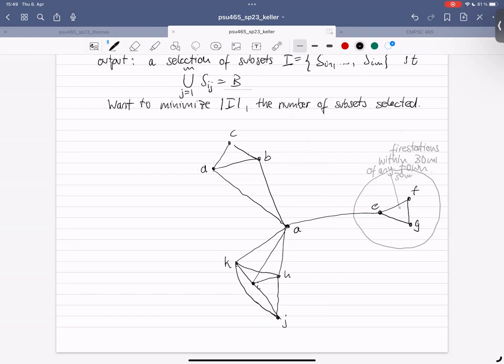So are you trying to describe sets in your set cover instance? Because let's start from the beginning. To define a set cover instance, the first thing you need to define is B, your universe. So what is B? Yeah, all the cities or towns in our county, exactly.